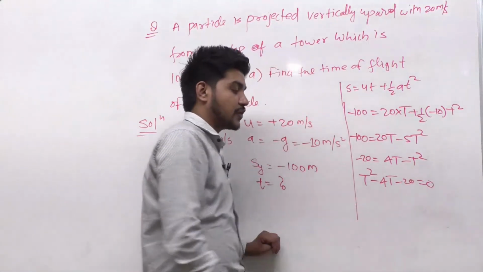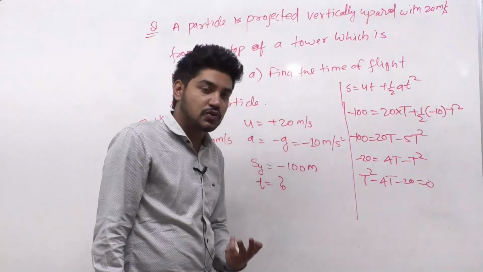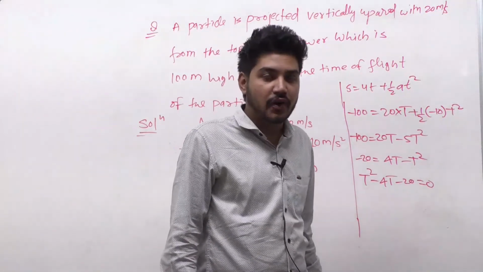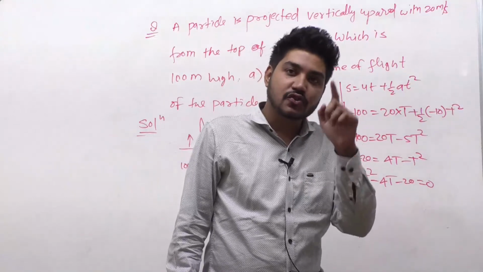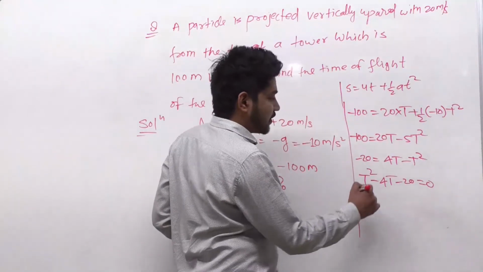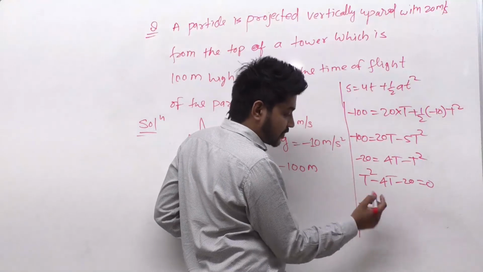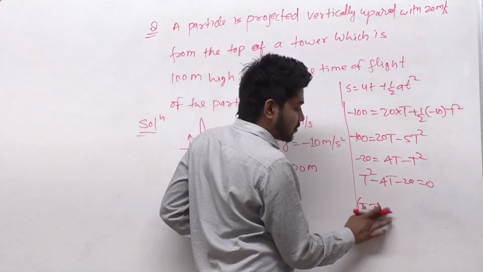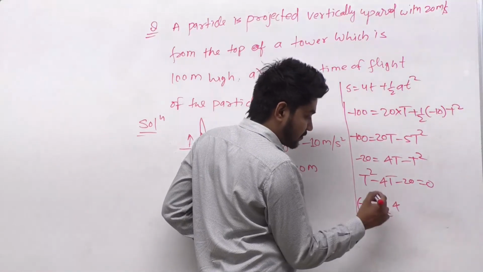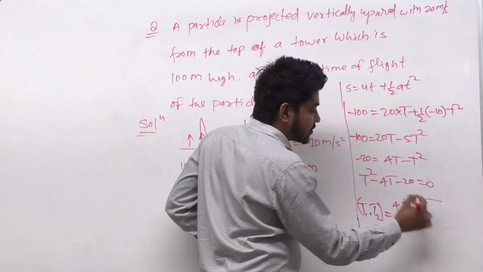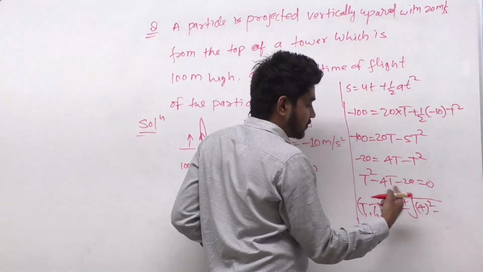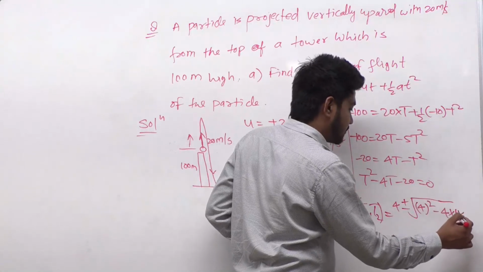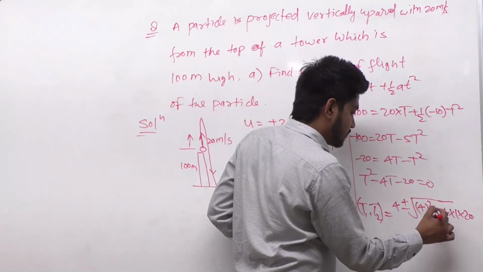So this is a quadratic equation, right? So there will be two roots of the quadratic equation. So again, how will we find the roots of a quadratic equation? That is minus b plus minus root over b square minus 4ac upon 2a, which means two values of time will come, t1 and t2, that is minus b, which is minus 4, so plus 4 plus minus b square, which is 4 square minus 4ac. a is 1 and c is 20, which is positive, right?